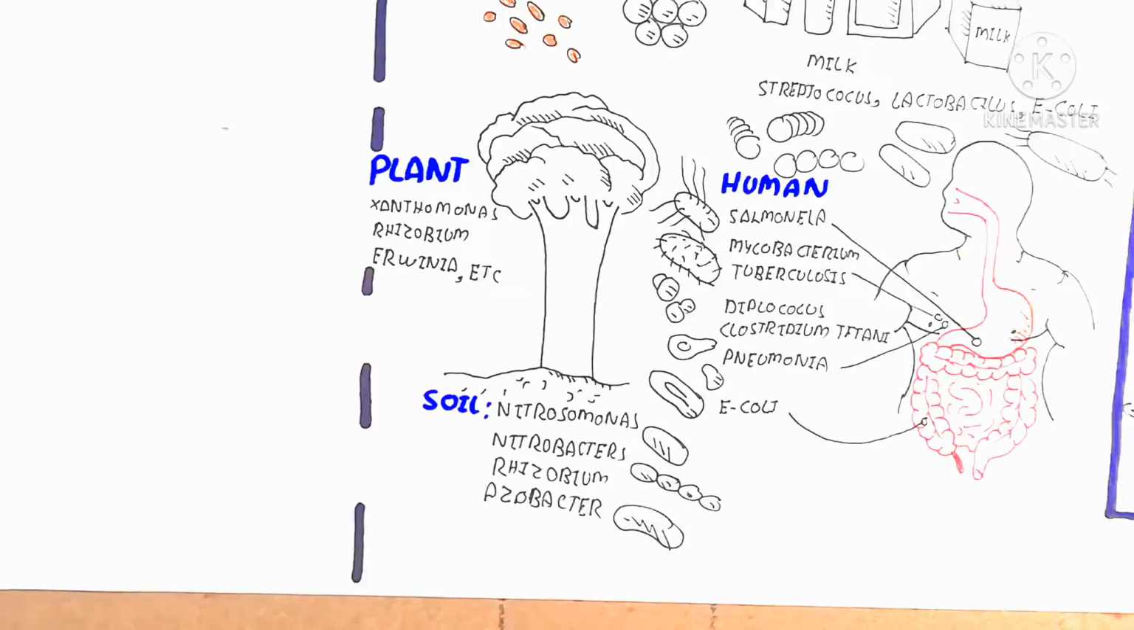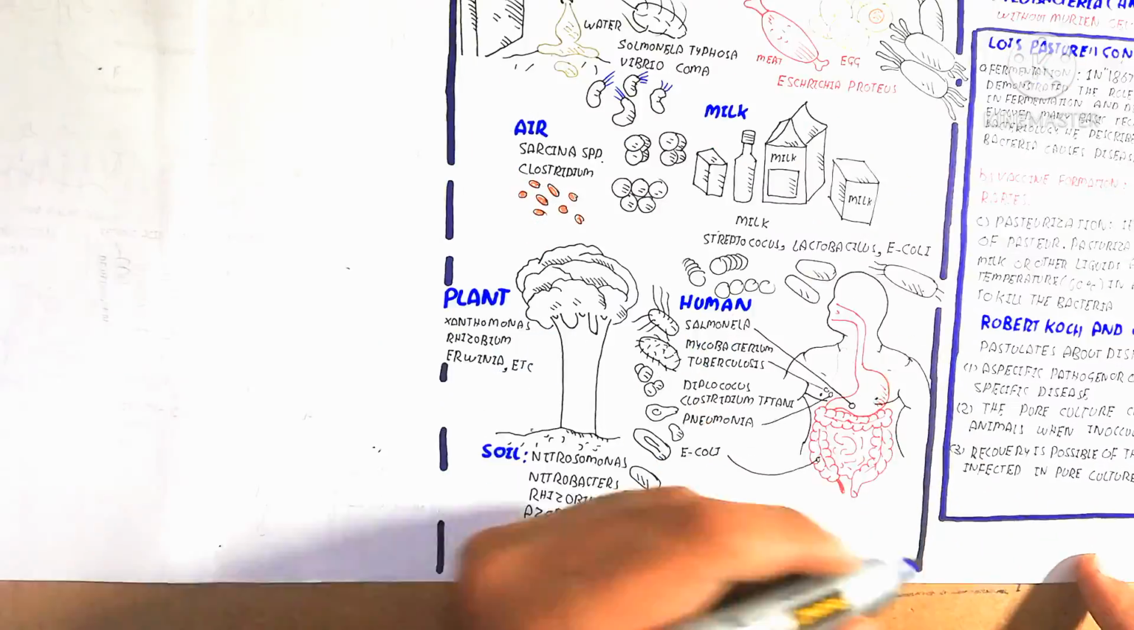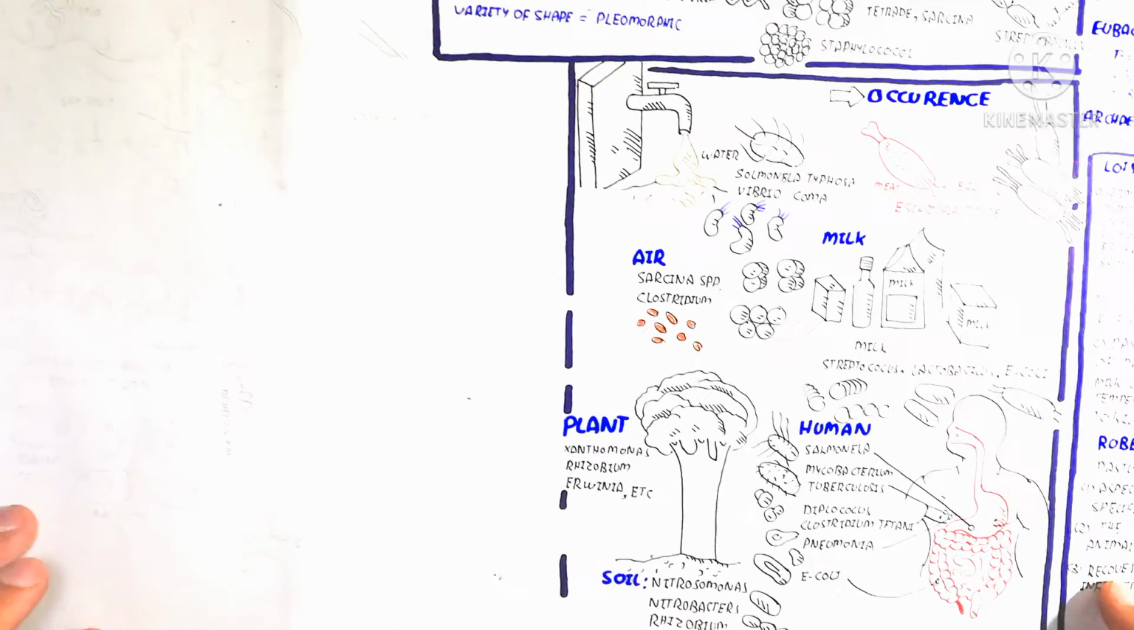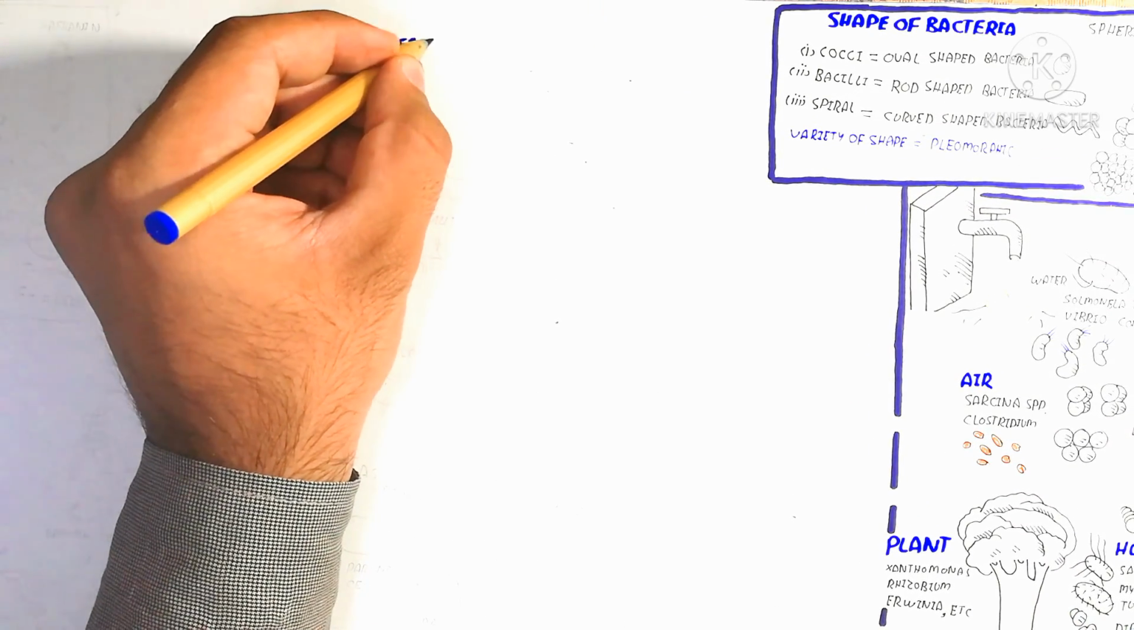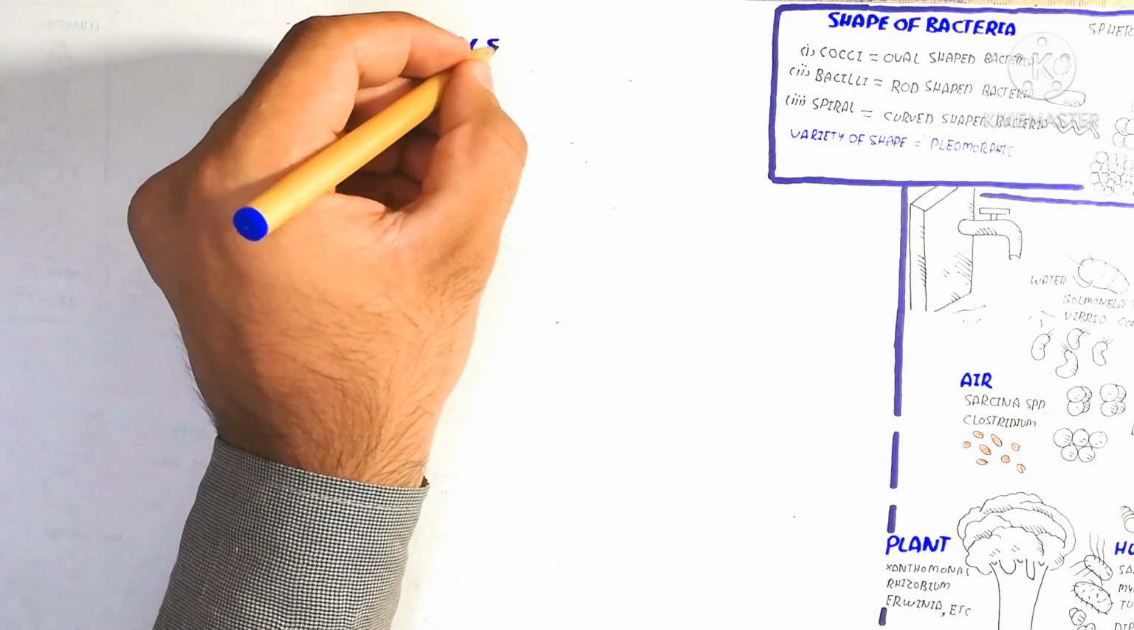Here are Nitrosomonas, Nitrobacter, Rhizobium, and Azotobacter, which are mutually interconnected to form ammonium ion from nitrogen oxide, nitrogen dioxide and simple nitrogen, fixing it to give the plant so that it can make protein.